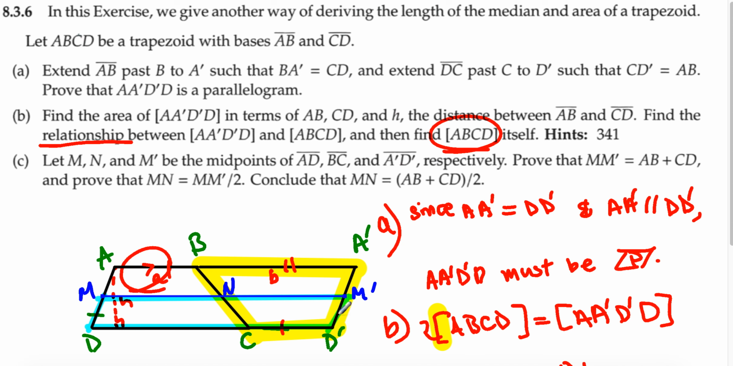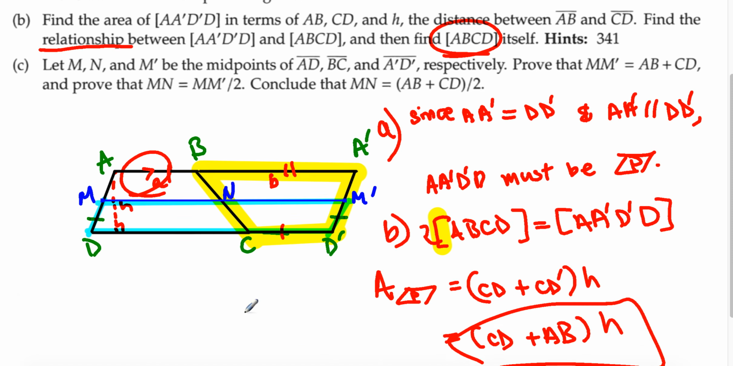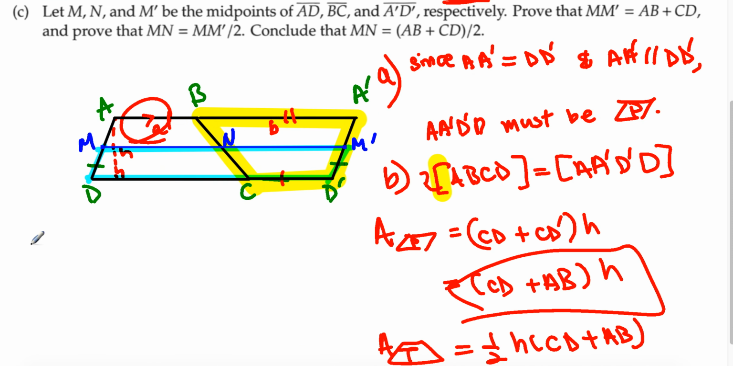this MD is equal to M prime D prime. Why is that? Because both of them are half of the congruent side, which is AD and A prime D prime. So halves of congruent sides are congruent. That's why part C tells us that MD is in fact equal to M prime D prime.